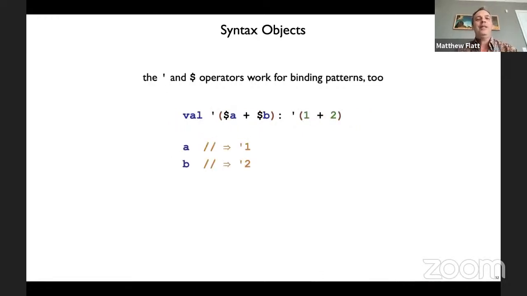The quote operator and the $ sign operators, these work in binding patterns too. So we're trying to unify syntax parse and match here while having them work all over the place. So here, I am matching the syntax object that has anything plus anything else. So this matches 1 plus 2. And of course, if I look at A, it's the syntax object 1. And if I look at B, it's the syntax object 2.